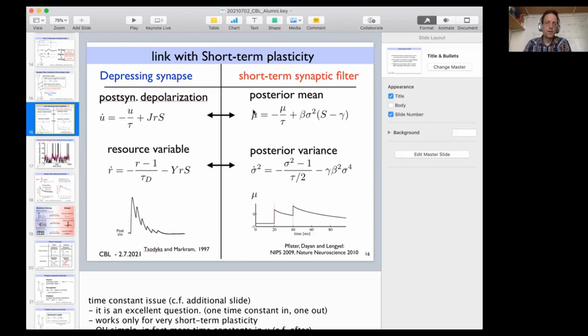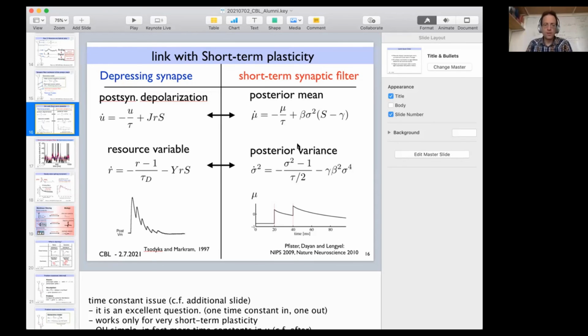Okay. There are different ways of addressing this, right? Yeah. So I'm just wondering, in the dynamic of the posterior variance, by comparison, I'm comparing the tau over 2 to the tau d in the other model. So I'm wondering why you're using tau over 2 instead of maybe other parameters, or is that just the result of the... Exactly, this I cannot tune.